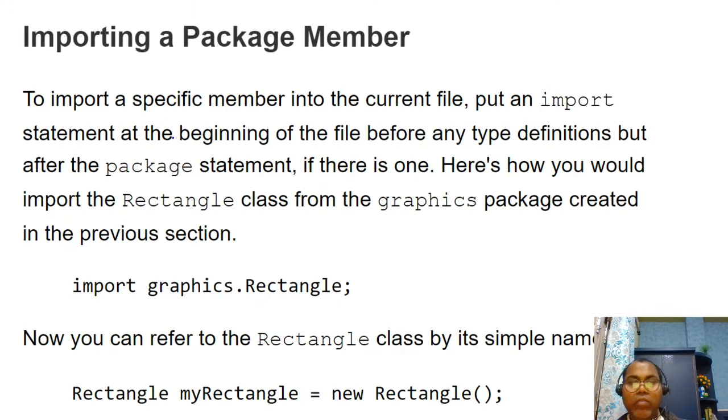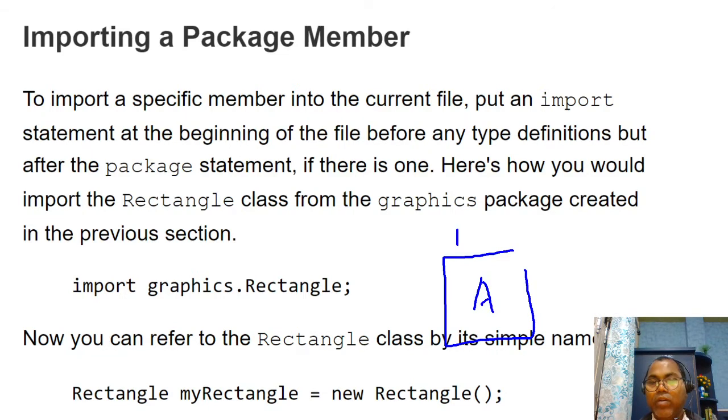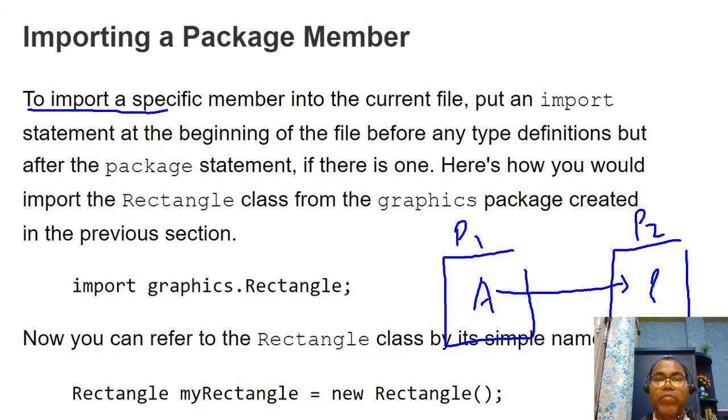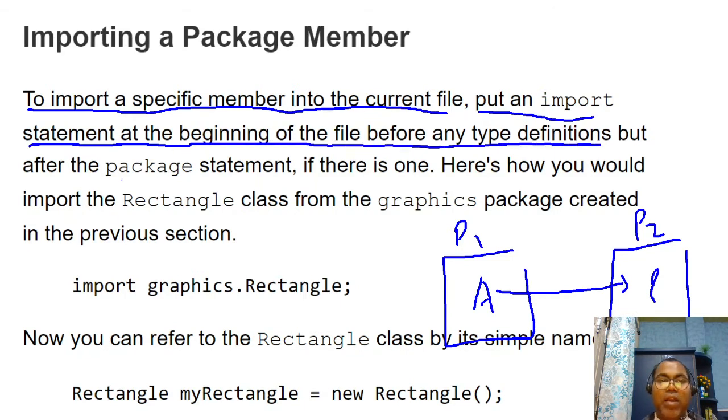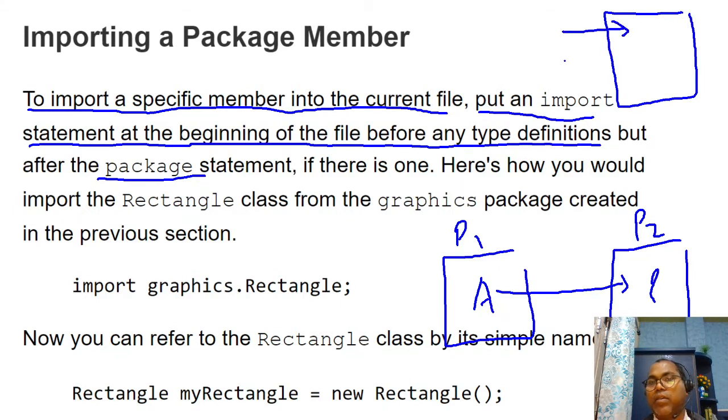Now, say we have defined one class inside package 1 and you want to access it inside package 2. How can we use it? For that, we have to import the specific member into the current file. Put the import statement at the beginning of the file, before any type definition and after the package statement. So the first line of any source file is the package statement, and the second is the import statement, where you import a class from a package.